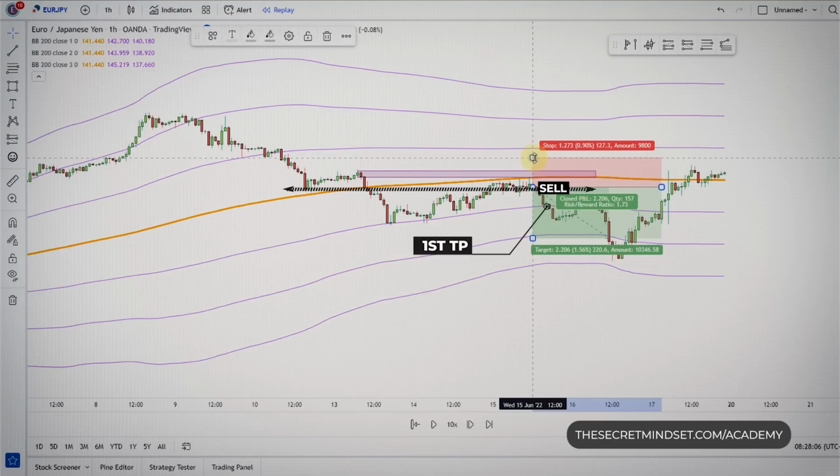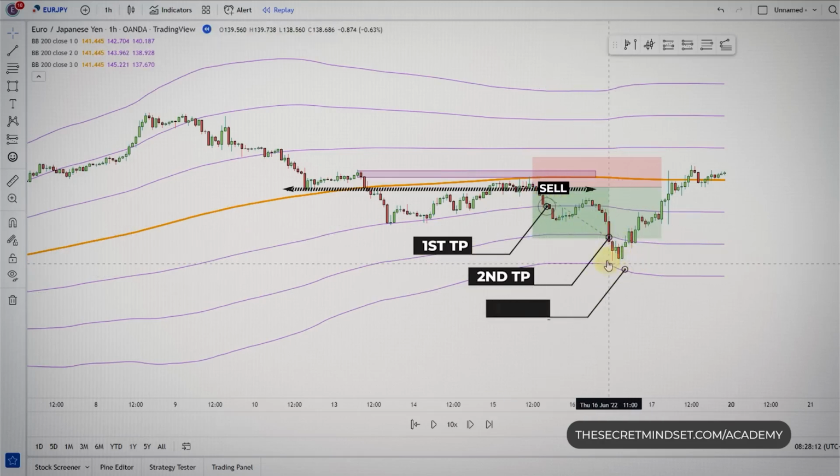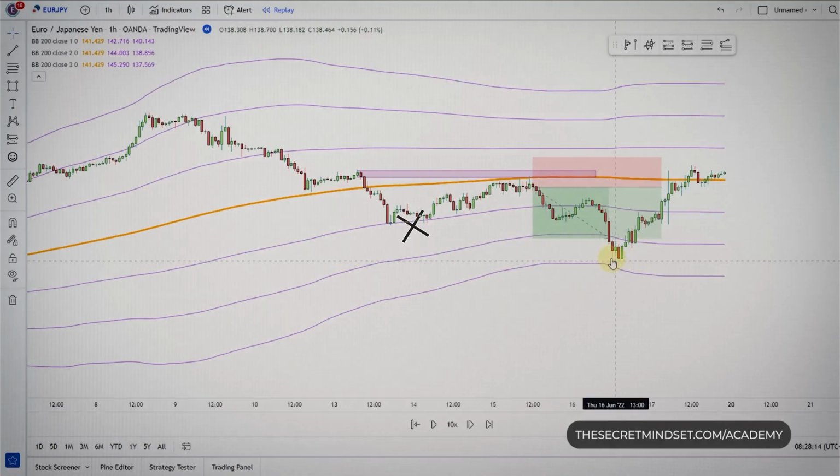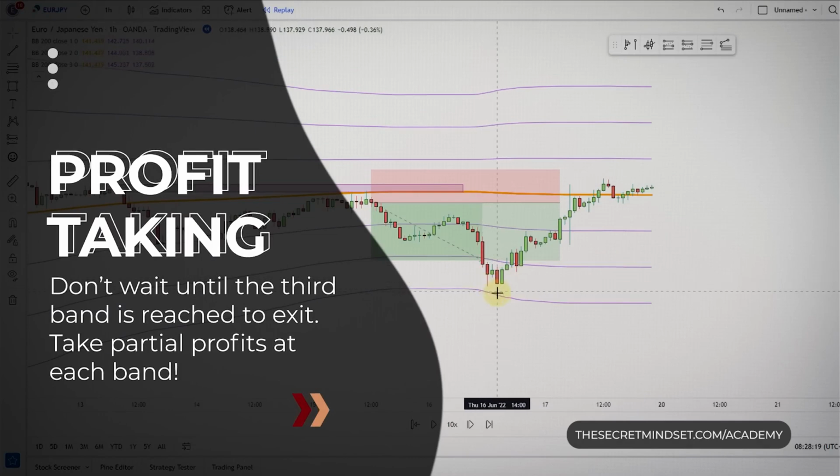First band below the middle line is the first take profit area. The second band is the next area, and finally the third band. And please don't wait until the third band is reached to exit. Take partial profits at each band and be conservative.